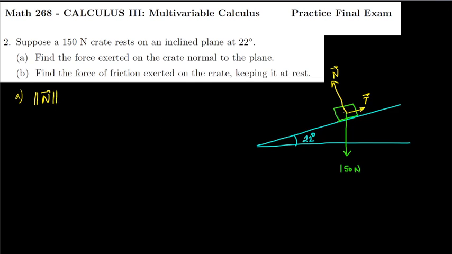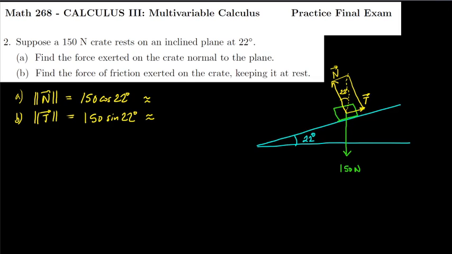And so this is really just trigonometry. If you take the 150 newtons and then decompose it into these two forces, right? There's the 22-degree angle. So N is just going to be the 150 newtons times the cosine of 22 degrees. And the magnitude of the tangential force or frictional force, this is part B already, is 150 times the sine of 22 degrees, right? And those are the exact forces, but we can approximate just using our calculators.